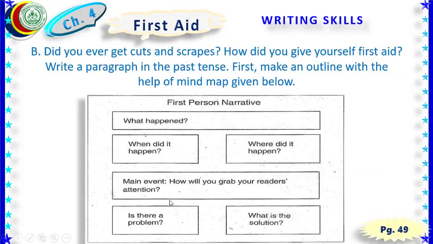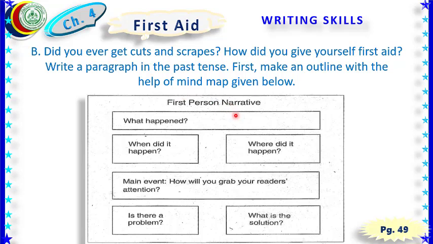Dear students, after that, this is the exercise in which we are asked: did you ever get cuts and scrapes? How did you give yourself first aid? Write a paragraph in the past tense. First, make an outline with the help of the mind map given below. This is the mind map.